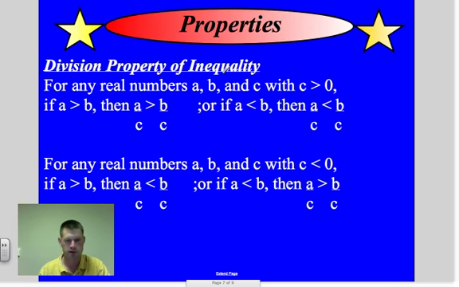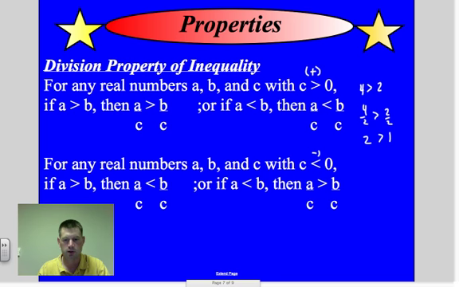Okay, so let's look at the division property. Really the same thing. For any real numbers A, B, and C, if up here C is positive, greater than 0, when we divide, nothing changes. Everything's the same, so you can divide and nothing will be affected. So 4 is greater than 2, but 4 over 2 and 2 over 2, nothing changes. You get 2 is still greater than 1. The sign's always the same.